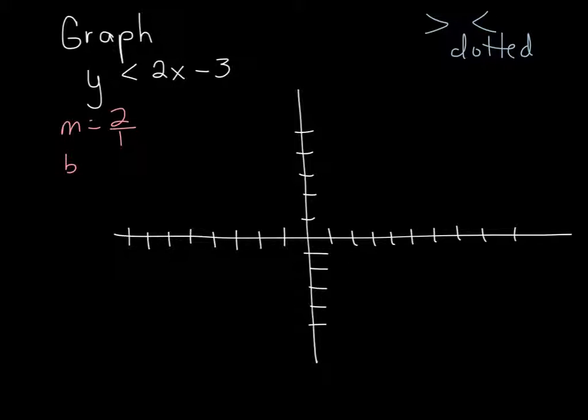So again, first things first, I know that my slope is equal to 2 over 1, and I know that my y-intercept, or my b value, is equal to negative 3. So I'm going to go on my y-axis and go to negative 3. So I'm going to go down 3, and I'm going to plot a point.